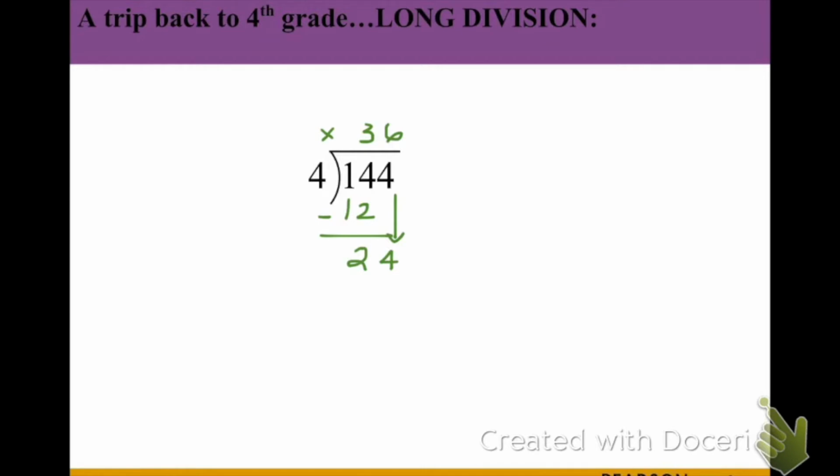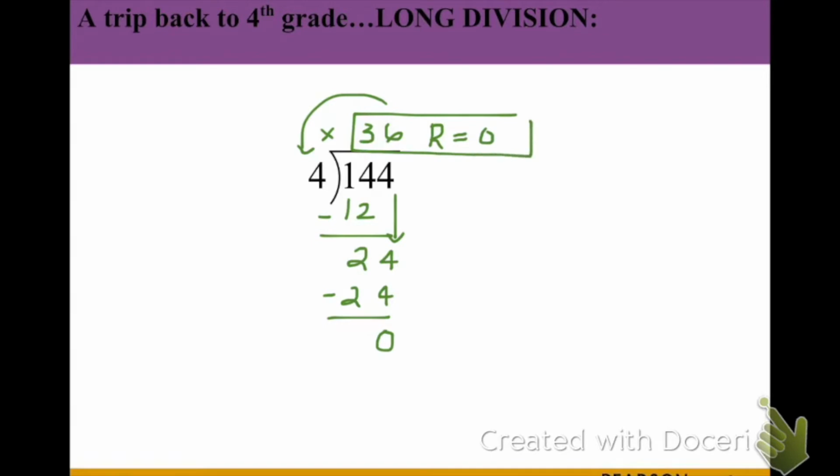So we're going to put that 6 up on top, multiply again. And that right there is going to give us 24. And we're going to subtract once more, and that gives us 0, which in this case would be our remainder. So this means 144 divided by 4 gives us 36 with a remainder of 0.